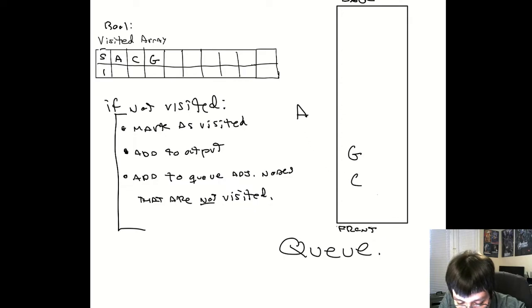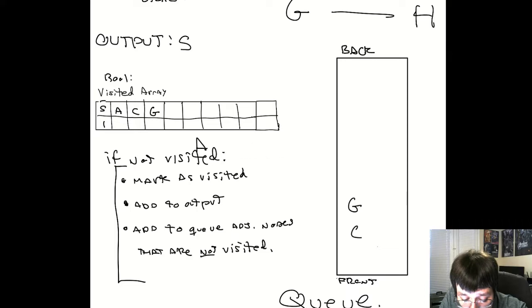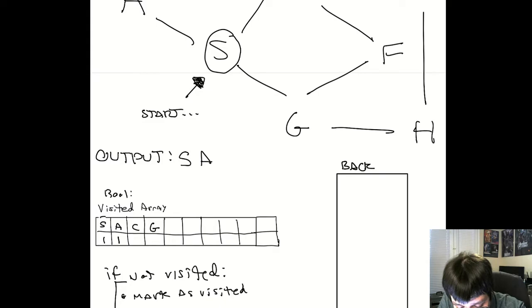So we take out the A. All right. So first we check if the A has been visited. The A has not been visited because there is an A in our list, but it's not marked as visited. So we go ahead and mark it as visited now. All right, marked it as visited. Next thing we do is we have to add it to our output. So go ahead and throw it in our output.